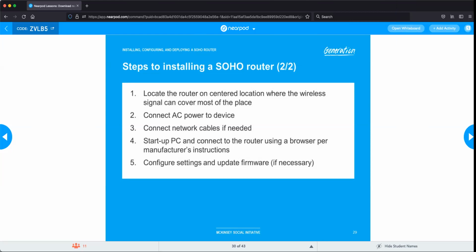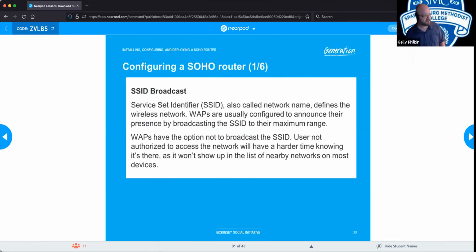So it'll also give you a walkthrough on a lot of the various settings you have available, like your SSID broadcast. This essentially is your network name. It's what you see when you look on your device and you're saying, I want to pick up a Wi-Fi network, or I want to log into the Wi-Fi network. It'll be a list of names. Those names it's giving you are basically considered the SSID. And it announces the presence of the Wi-Fi, and it will send that out to its maximum range.